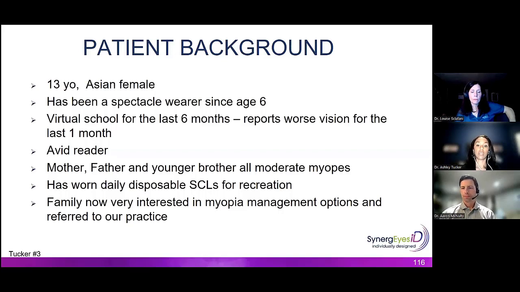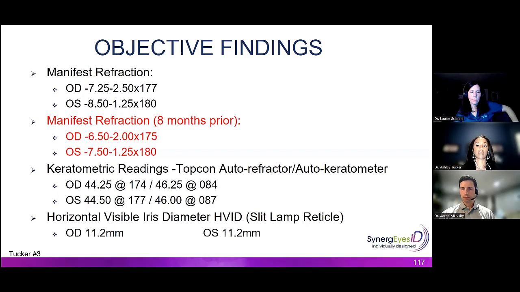She's an avid reader, everyone in her family are moderate myopes, and she's worn daily soft contact lenses for recreation. So she's not new to contact lenses. So that's definitely an advantage. But because of the virtual school situation early on in COVID, her family was very interested in myopia management options at this point.